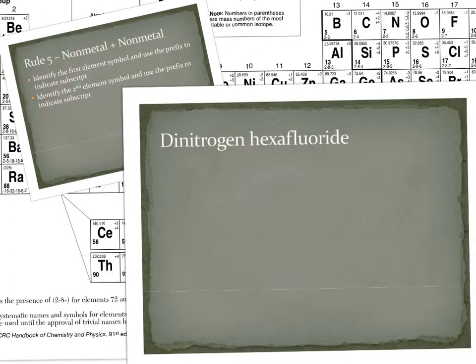Rule number 5 deals with nonmetals and nonmetals. In this case, we're going to identify the elements, and we're going to use the prefix to indicate the subscript, and then we're going to identify the second element and use the prefix to indicate the subscript. So let's take a look at this example, dinitrogen hexafluoride. So in this case, we can see that nitrogen and fluoride are the 2 elements. So let's write that down. So nitrogen is N, and fluoride is F.